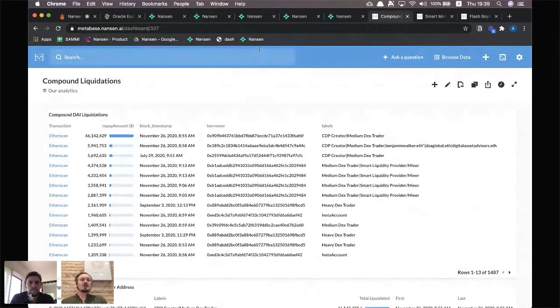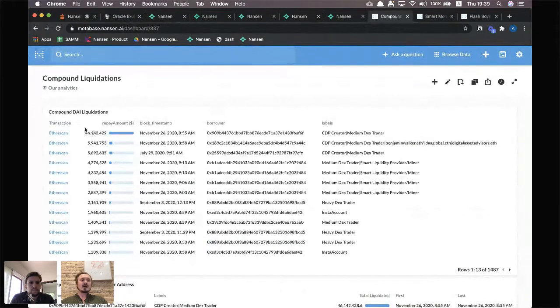But effectively, I spun up this thing here on the side as well to look at liquidation specifically, and I think we're probably going to make a separate dashboard for this later. But I could see right away what were the largest DAI liquidations ever made. And indeed, the top one was this address that I was looking at.